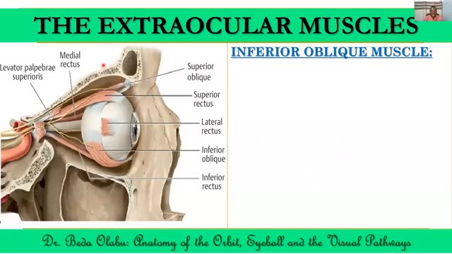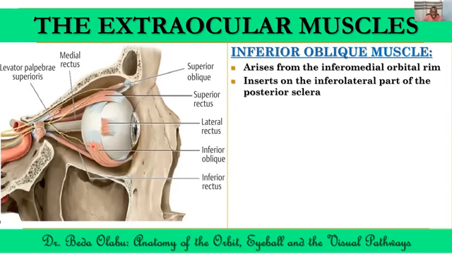Last but not least, the inferior oblique muscle. It doesn't arise from the orbital apex like the other muscles. Important to note. This muscle arises from the inferomedial orbital margin, this point. It doesn't arise posteriorly, it arises anteriorly. Then it takes an inferior posterior turn to insert onto the inferolateral aspect of the posterior sclera, again, posterior sclera.